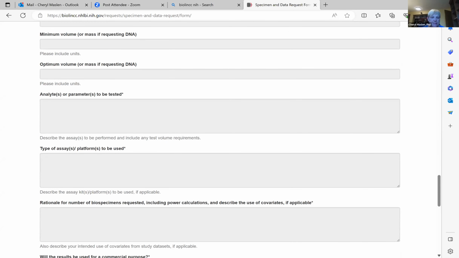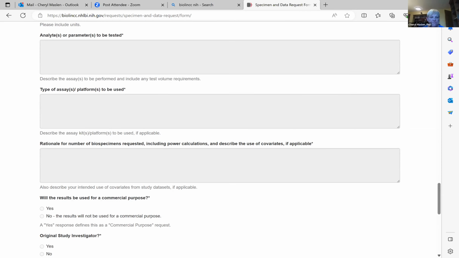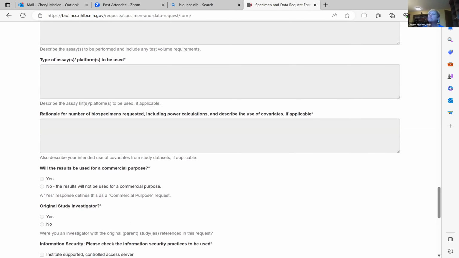Different parameters to be tested, the type of assay platforms to be used. All of this to make sure that what you're looking at is a situation where the samples are going to be used appropriately and will be successful in that. Rationale for the number of specimens, biospecimens requested, including power calculations, is essential here because once again, we need to ensure that this research study is appropriately powered and geared towards success.